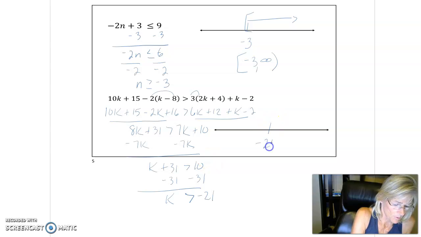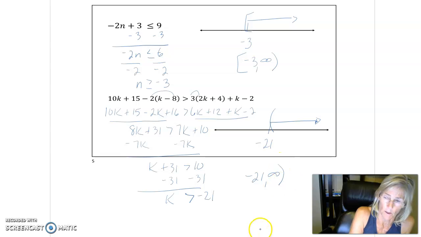So I need -21. All the values on the number line are bigger than -21. It does not include -21, so I need a parenthesis. Again, I come from the left. The first value that satisfies it is -21. It goes to positive infinity. We always put a parenthesis around infinity or negative infinity. It does not include -21, so that is my interval notation.